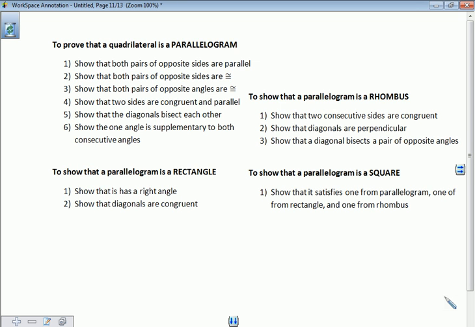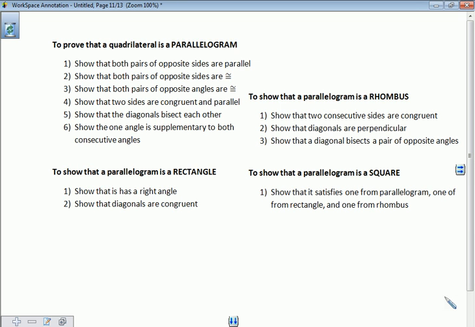Now, if we know that opposite sides are congruent, we can also prove we have a parallelogram. Opposite angles congruent, then we have a parallelogram. If we have one pair of sides that is both congruent and parallel, or the diagonals bisect each other. And if we have one angle that is supplementary to both of its consecutive angles, it has to be supplementary to both, then we have a parallelogram. Okay, so those were the ways we showed a parallelogram.